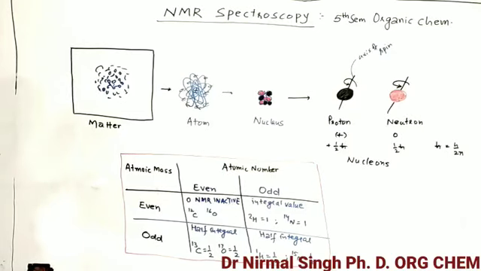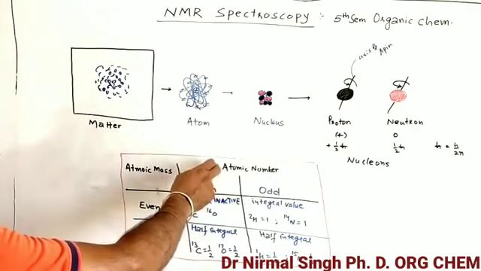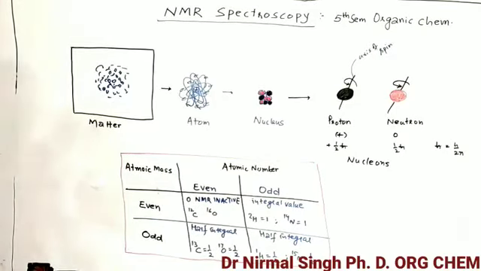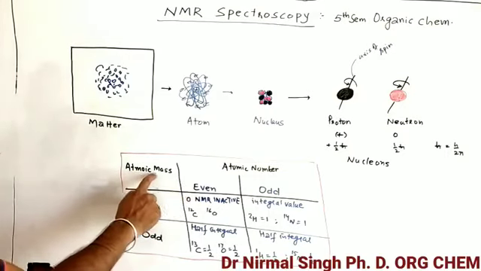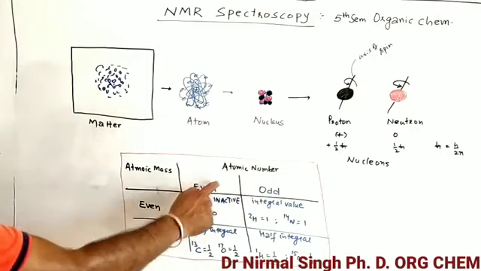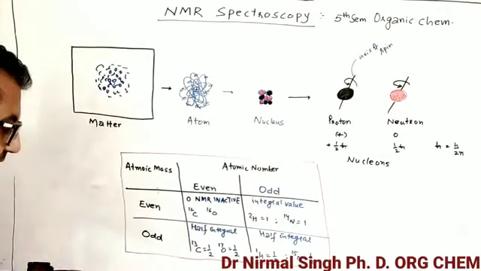Here is a small table you can see. This is just to estimate the nuclear spin, based on the atomic number and mass number. You can also calculate the exact value, but those methods are out of scope. So just look at this table: atomic mass is even, atomic number is even. Atomic mass contains both protons and neutrons, like in C12.